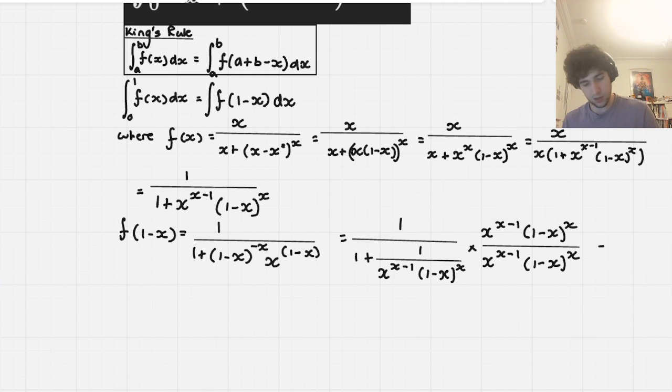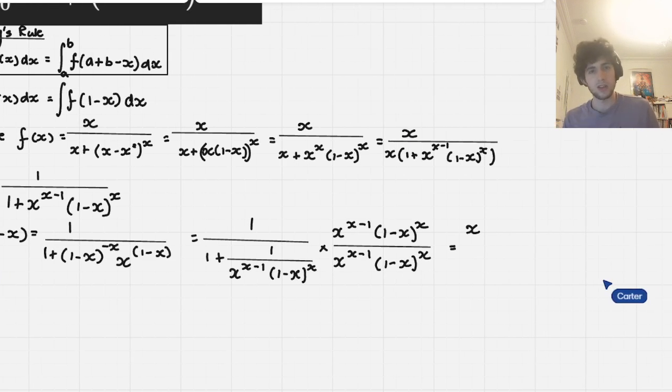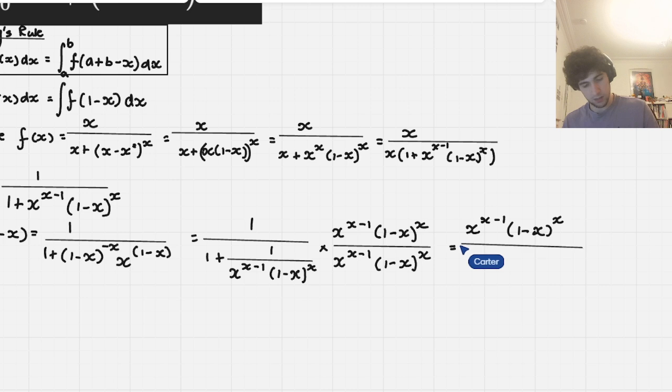So I'm going to get the following. So that's just equivalent to f of 1 minus x, so this is all still just me rewriting f of 1 minus x, right? I haven't really done any integration here. I'm just doing some algebra. Just x to the power of x minus 1 multiplied by 1 minus x to the power of x, and then divided by 1 plus x to the power of x minus 1 and 1 minus x to the power of x, right?